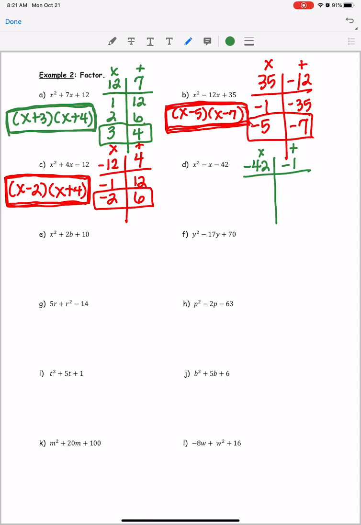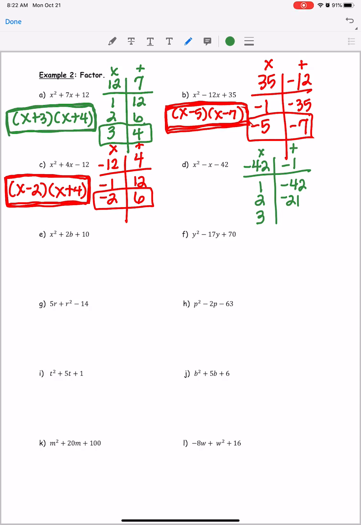So let's start with 1 and 42. We have 1 and -42. When I add those together, do I get to my b? Nope, that's going to be -41. We're way off. So let's go down to 2. 2 goes in there. So 2 times -21. When I add those together, do I get -1? Nope, so keep going. We can divide in a 3.